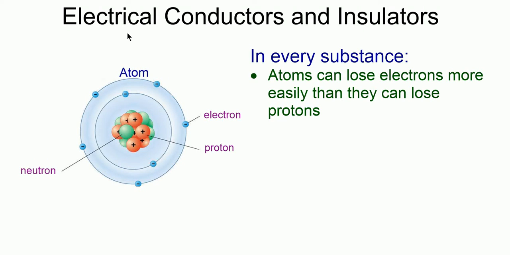In this video, we'll study electrical conductors and electrical insulators. Now, first, you know atoms. They have protons inside that are positive, neutrons inside the nucleus that are neutral, and outside they have these negative electrons, don't they? In every substance, atoms can lose electrons more easily than they can lose protons. Protons are stuck inside here pretty tight. These, though, can come out occasionally.